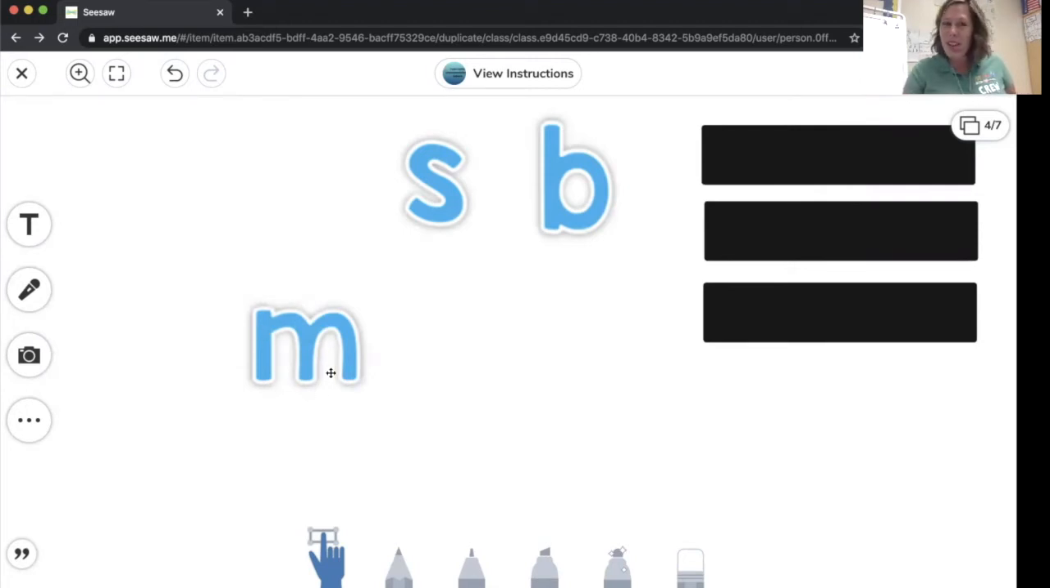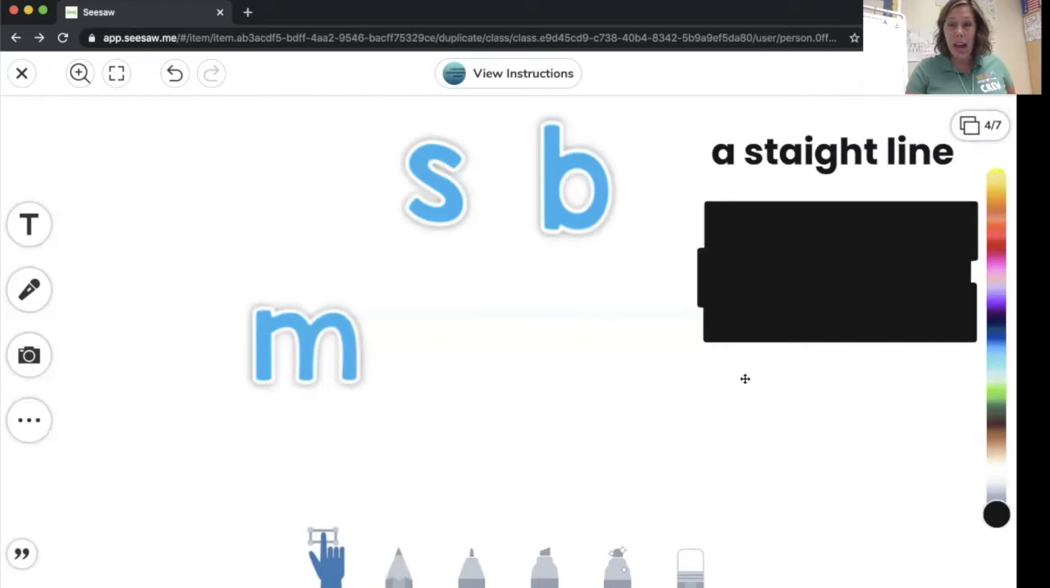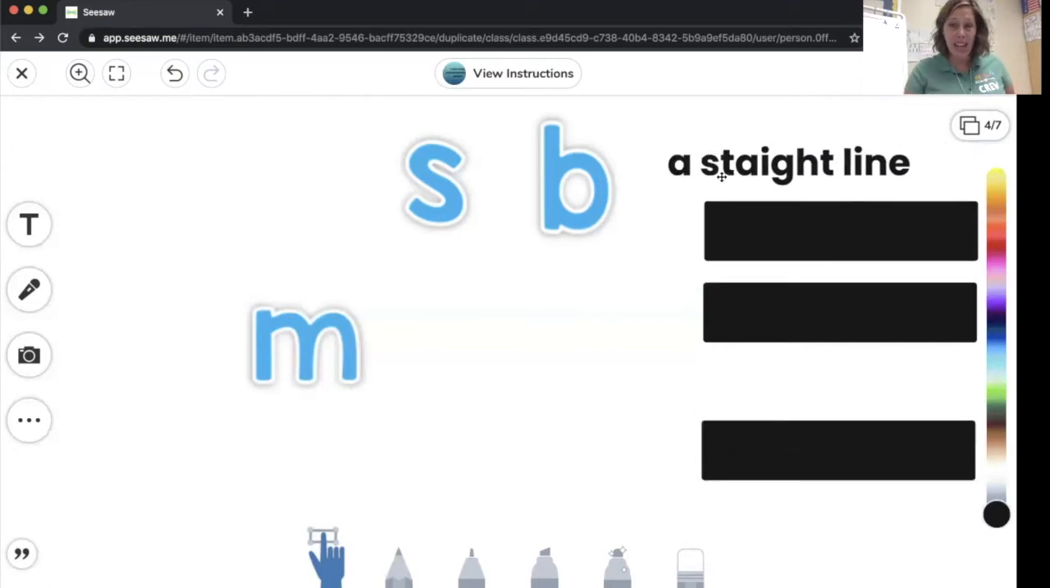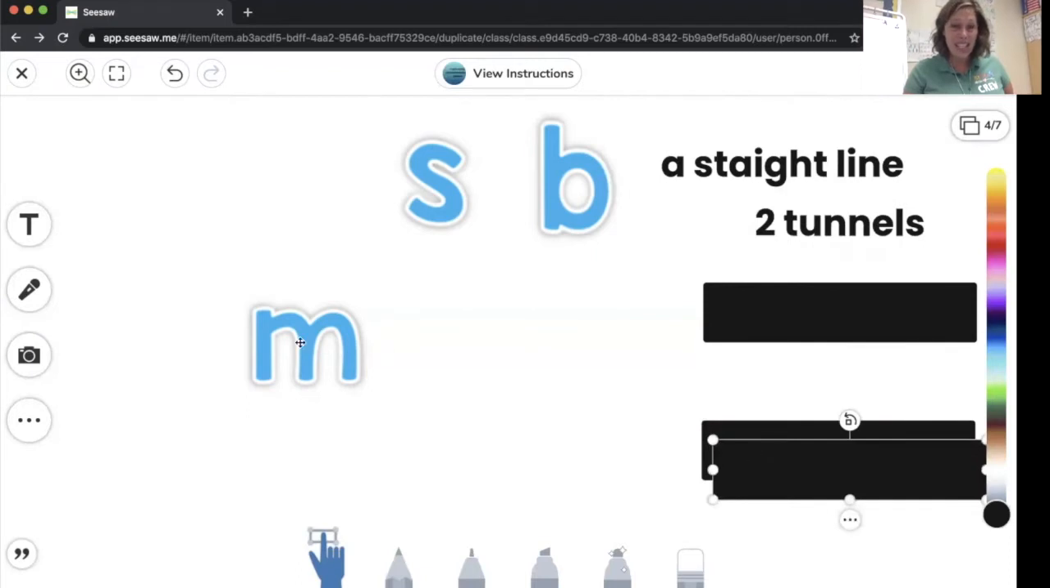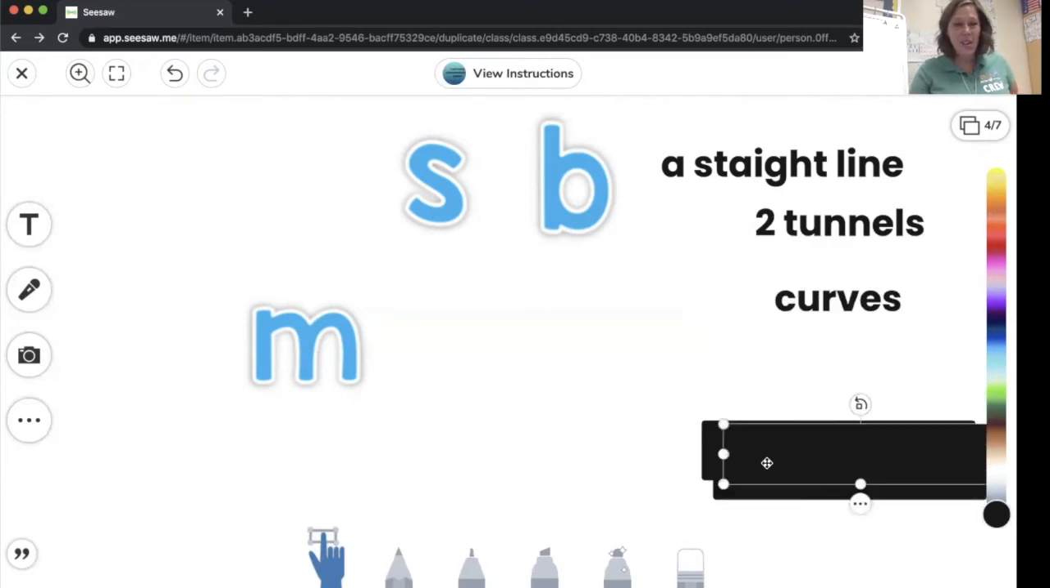Something that's different I notice is a straight line. This has a straight line on the side. So this letter I would describe as having a straight line, and it has two tunnels. See my tunnels? One tunnel there, one tunnel there. And it also has curves. The tunnels are made with curves that go up and then down. Wow, that definitely looks different than the first letter we looked at.